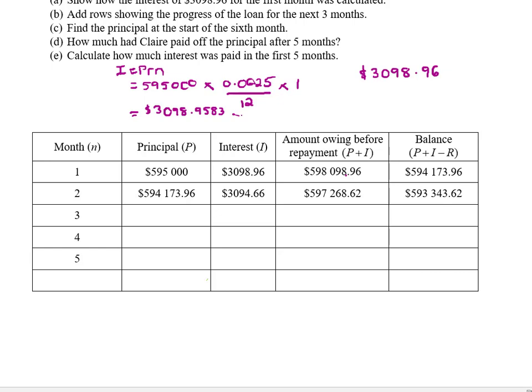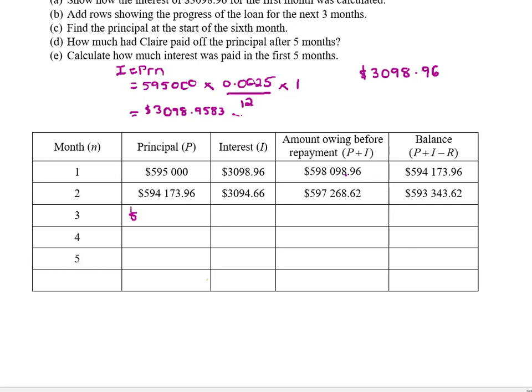And then we do the same thing again. I'm now going to use my simple interest formula, but I'm going to have a new principal, $594,173.96, times my interest rate, which is the same, times 1, and I get a new interest of $3,094.66. And this is why it's called a reducing balance loan, because you're reducing the balance and the interest that you owe every month reduces as well. Principal plus interest, and that number minus a repayment of $3,925. So what goes in the first column here is what is owing at the end of month 2.